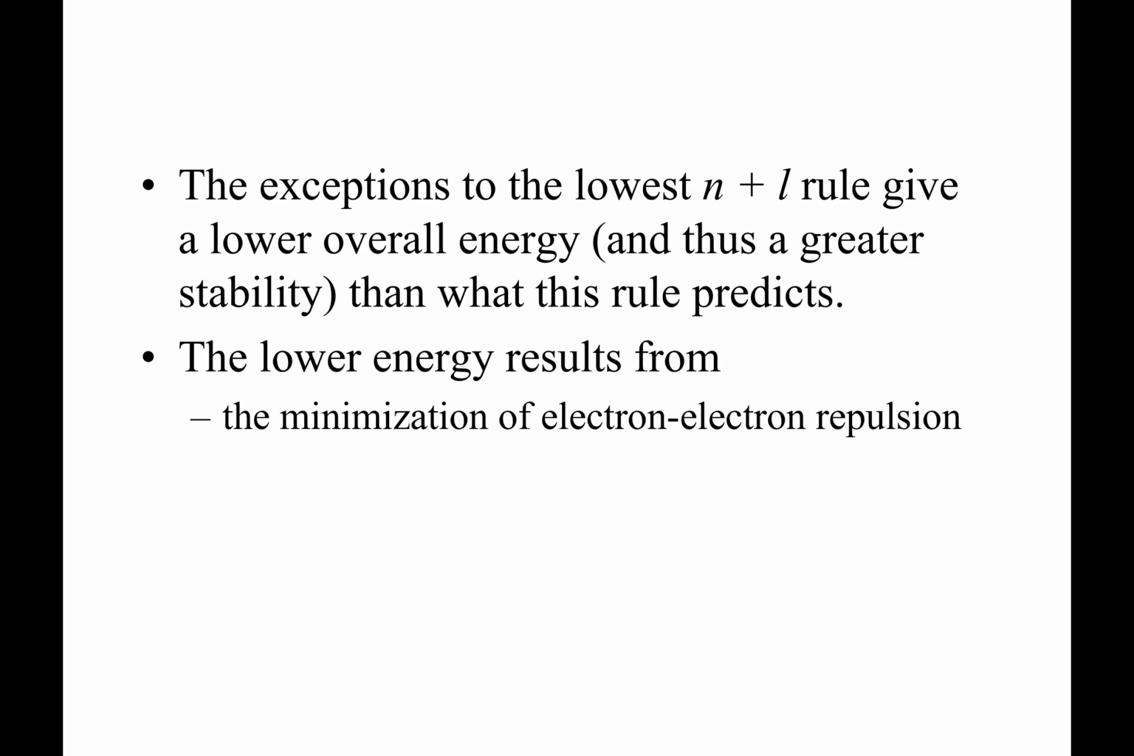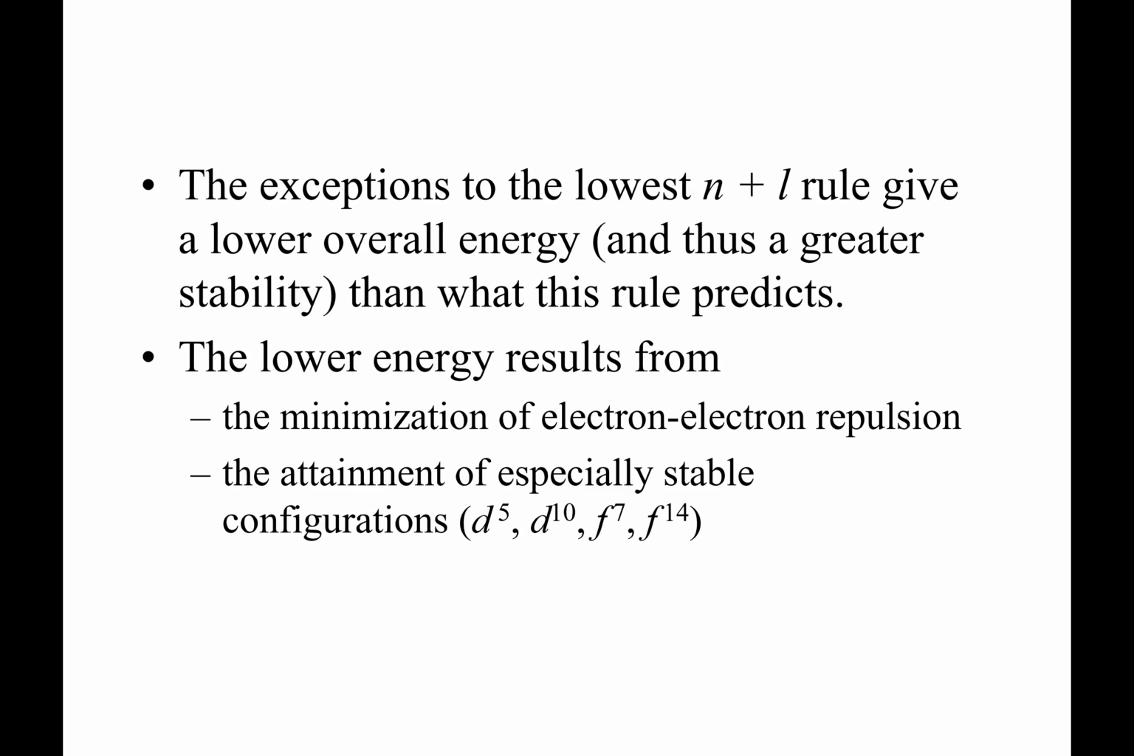So, to put it another way, the reason chromium does that, and the reason we find other exceptions in the B elements, these would be the transition, and maybe even inner transition elements, would be to get a half-filled D-type or half-filled F-type, which would be 7. In some cases, you'll see a migration of an electron to completely fill the D or the F, which would be D10 or F14.